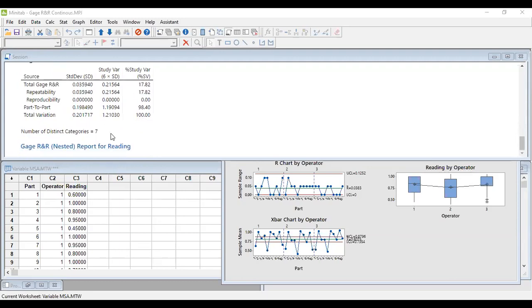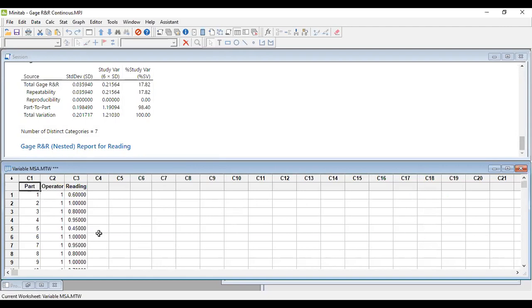And the fourth category is distinct category, which is showing us 7. Acceptable range is 5 to 10. 5 to 10 is something maybe acceptable based on the application and cost, and anything above 10 is acceptable completely, right? So what does it mean? Distinct category. So there are 10 different part numbers here, right?